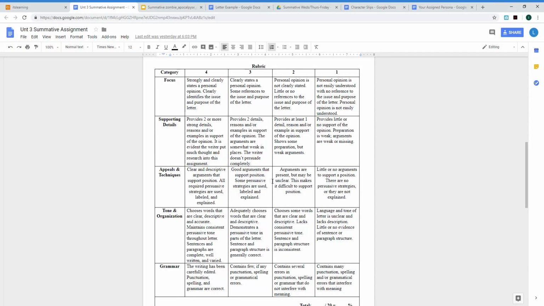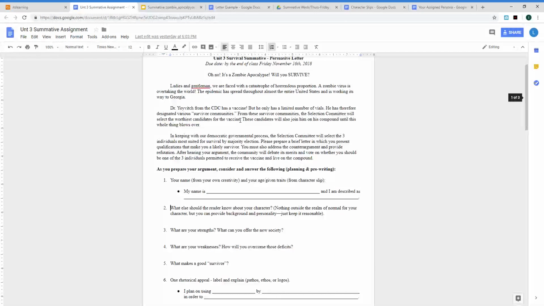You didn't use 3. So make sure you look over that rubric as well.